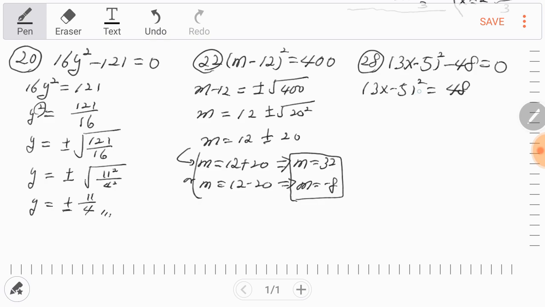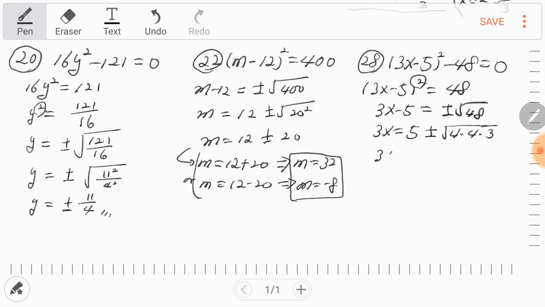And then the base, here is a square, so the base 3x minus 5 is equal to plus or minus square root of 48. Then 3x is equal to, move minus 5 to the other side, plus 5, plus or minus, let's simplify square root of 48. Okay, 48 is 4 times 12, and 12 is 4 times 3. Because we want to make 48 a product of perfect squares.